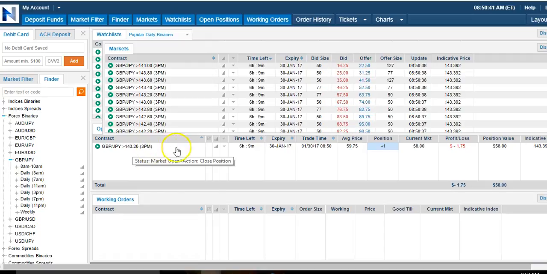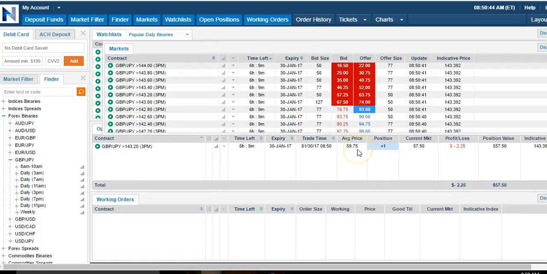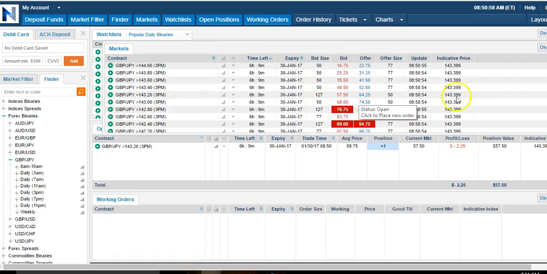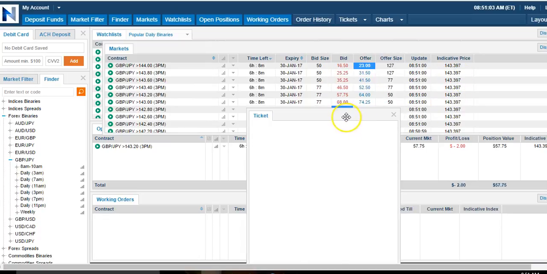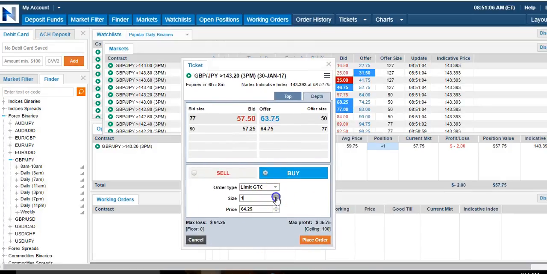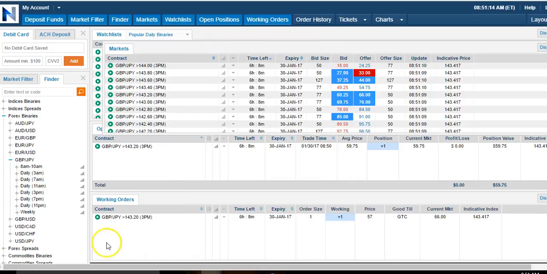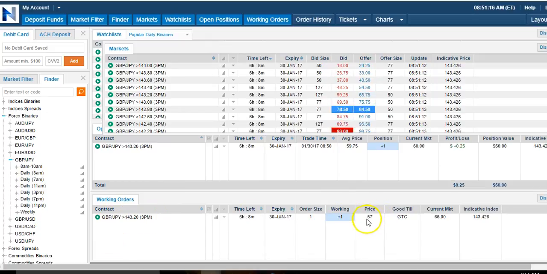The other way to trade that: I paid $59.75 for this. You can put limit orders here at Nadex, which you can't do at other places. But $57, I can put a $57 limit order. So again, 143.20. Obviously the markets can continue to move as I am speaking, but I can click on the offer side again. The size is whatever I want, and then I can change the price. So I can change this to 57 and hit place order, and then you'll see it here in the working orders, where it'll fill me if the market comes down to 57.